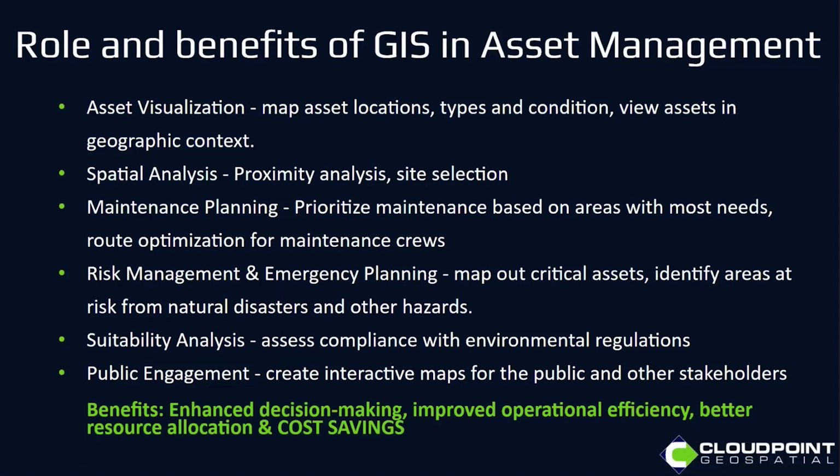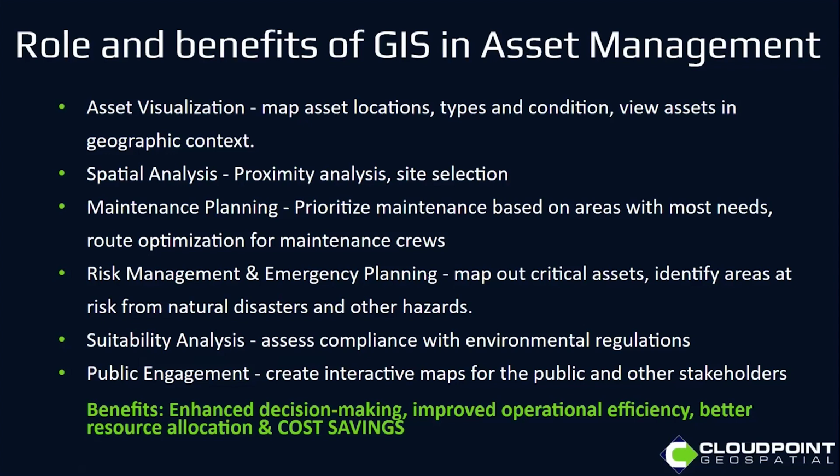For example, how far is the nearest accessible entrance from each room? How many fire extinguishers are located on each floor? How many electrical panels? How far are they from the emergency exits? It can be used in site selection to find the optimum location for an asset placement, where to place a new HVAC unit or a solar panel or a Wi-Fi hub. It helps you prioritize maintenance based on areas with the most needs.